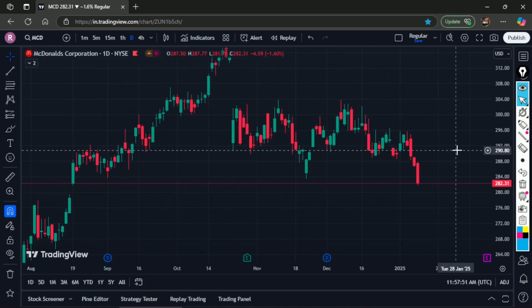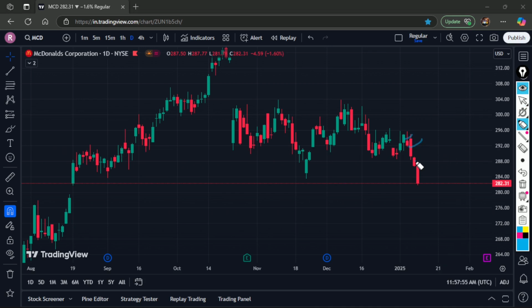Here in MCD, a similar kind of scenario is also there. As we can see, four negative candles have just been made here. So again, instead of selling, I am more interested in the buying side. Let it make a retracement candle, a greenish candle here, and then it will be more interesting.